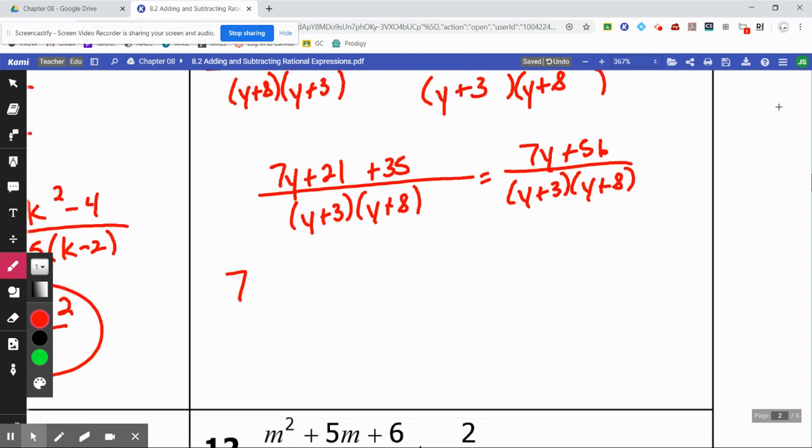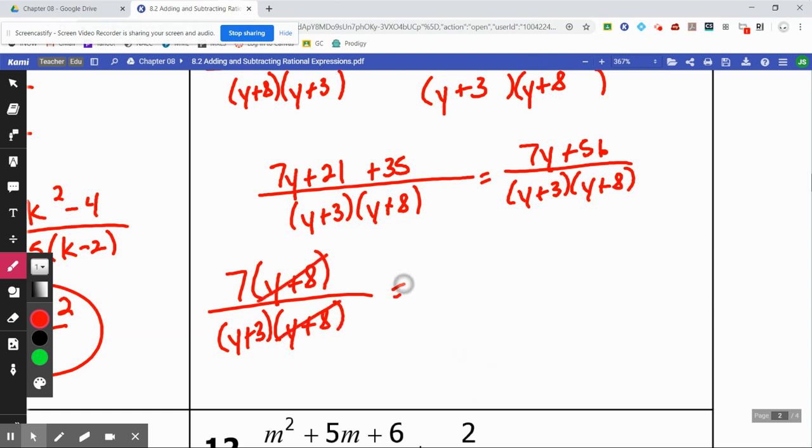Let's factor the 7 out of the top. You're left with a y plus 8. And again, on bottom, it was y plus 3 and y plus 8. So now you do have some things that will cancel. Y plus 8s are gone, leaves you with 7 over y plus 3.